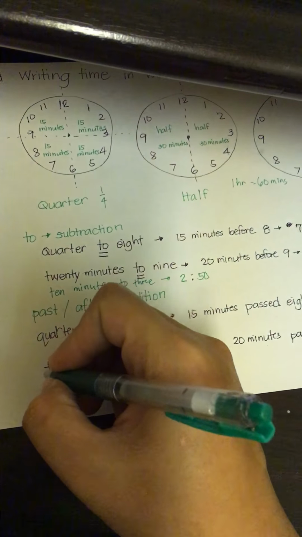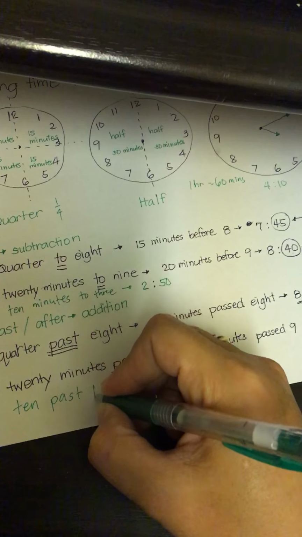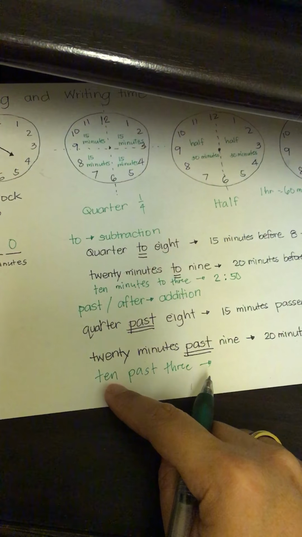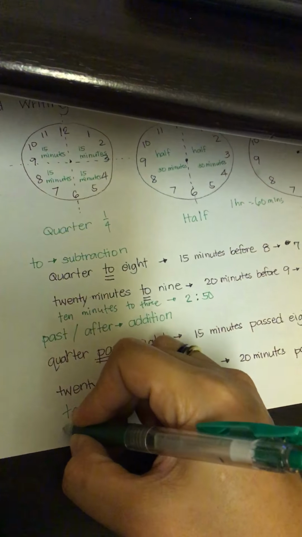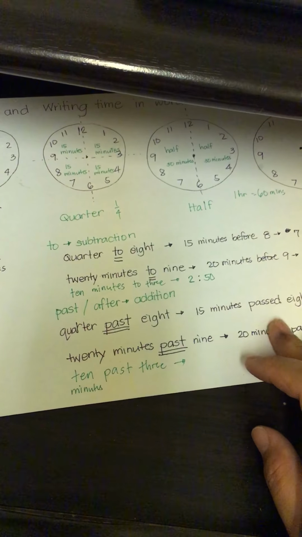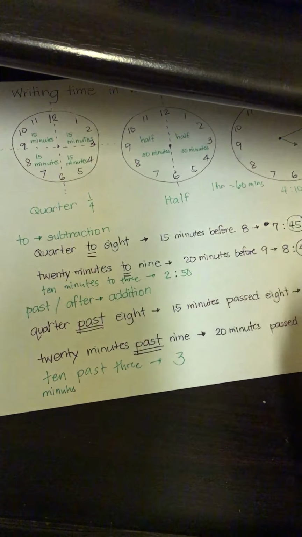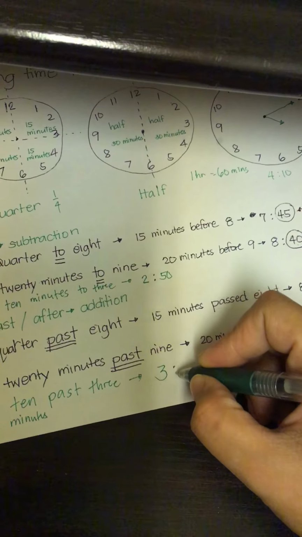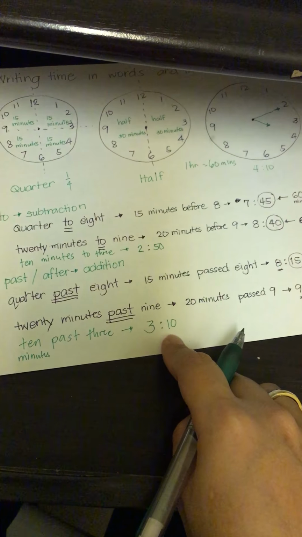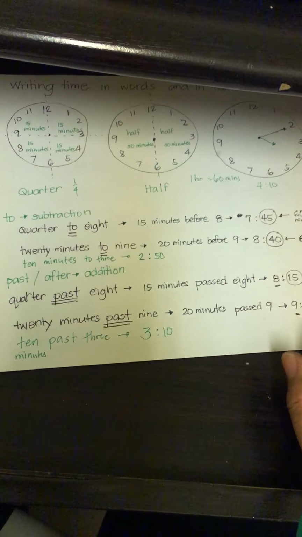Let's have another example: 10 past 3, or we can write 10 minutes past 3. It means 3 is our hour, so 3 o'clock is already passed by 10 minutes. We can write it like this, 3:10, or 10 minutes past 3, or 10 past 3.